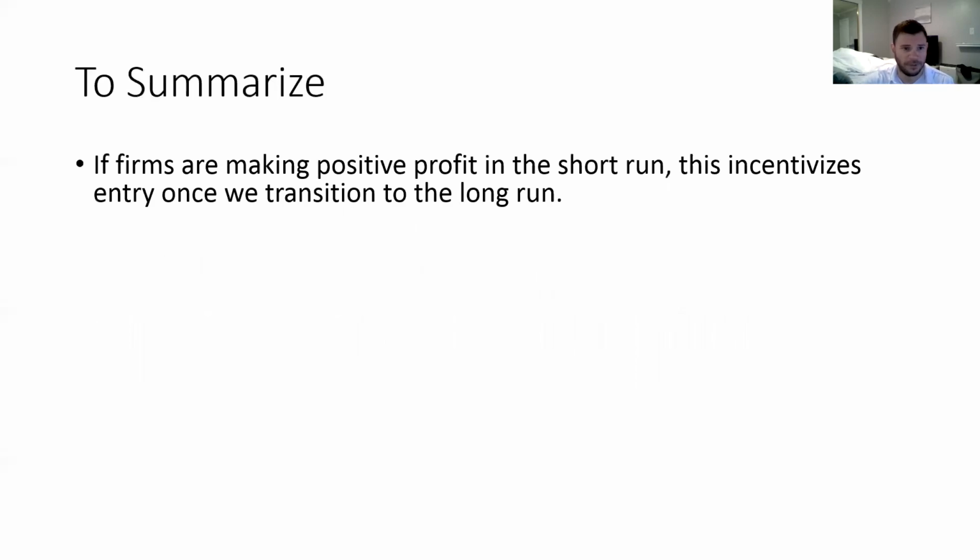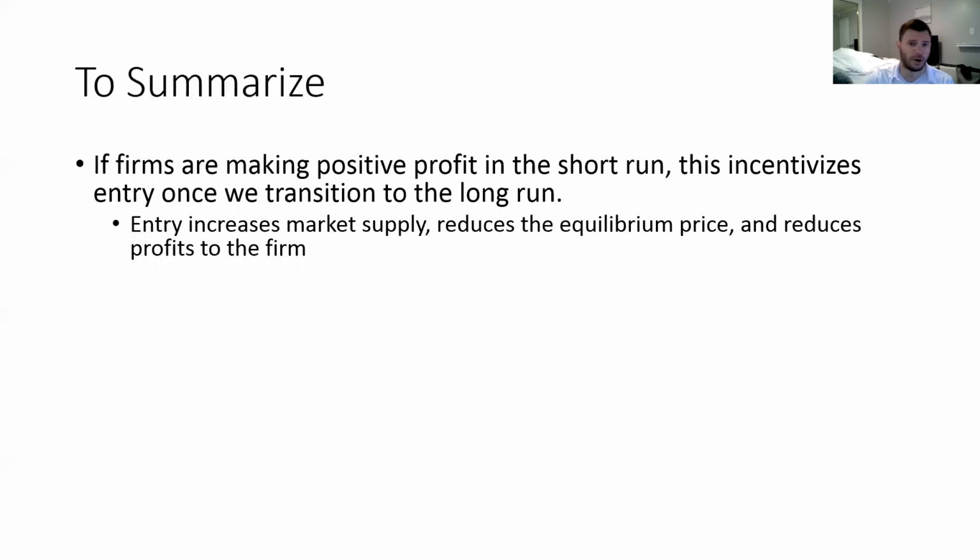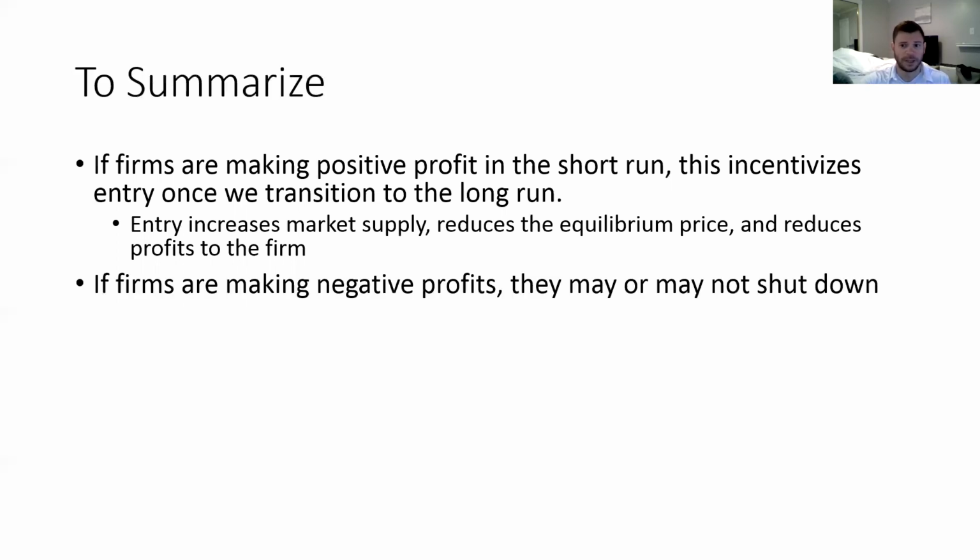Moreover, we saw that when firms were making a positive profit in the short run, this tended to incentivize entry as we transition to the long run. And this type of entry wound up increasing market supply, putting downward pressure on the equilibrium price, and reducing the profits to the firms. If firms are making negative profits, we saw that they may or may not shut down depending on which time horizon they're in.